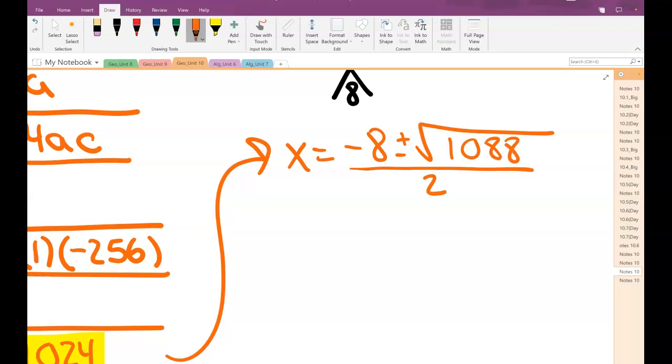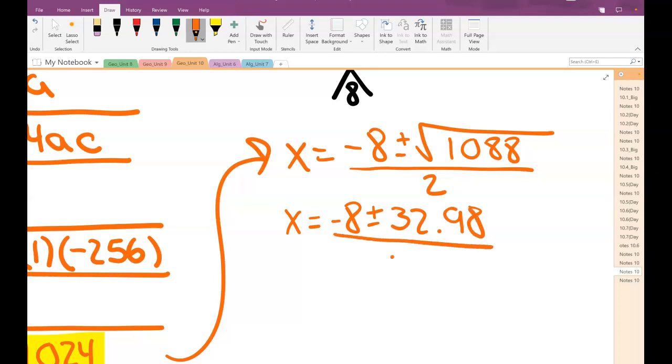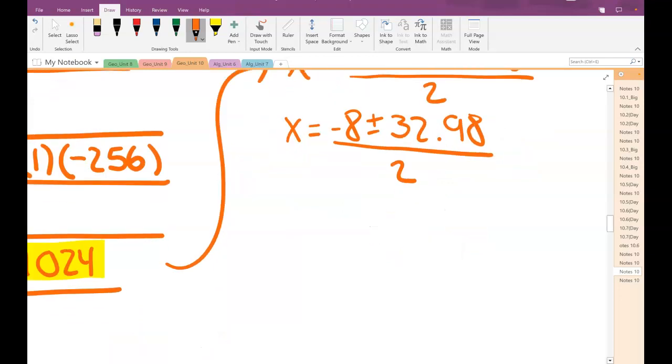over 2. Now, since our square root is just one number, we can take the square root of 1,088, which is about 32 point, let's round it to 2 decimal places, so we'll say 32.98. So x is equal to negative 8 plus or minus 32.98 divided by 2. We're in the end game now, where we have to use this plus or minus here to get two different answers for x.